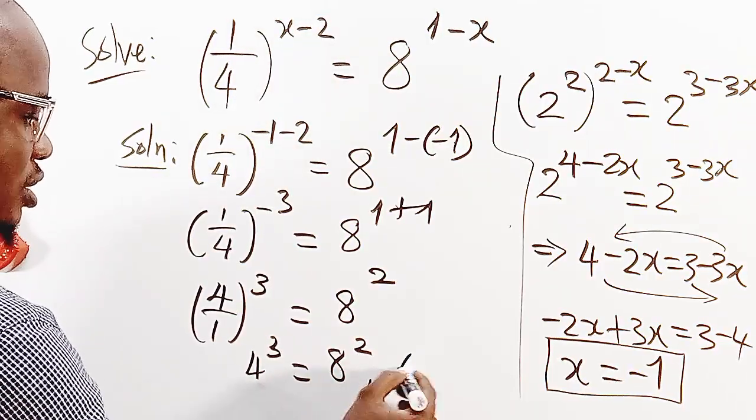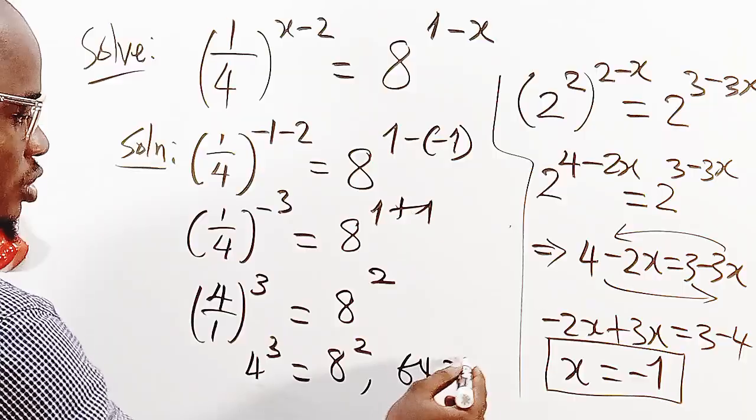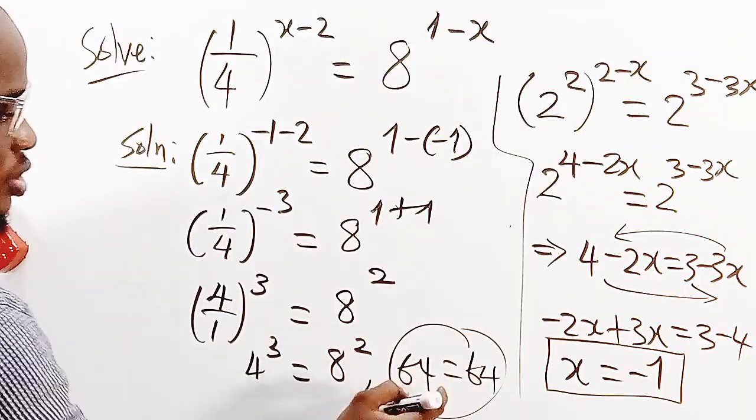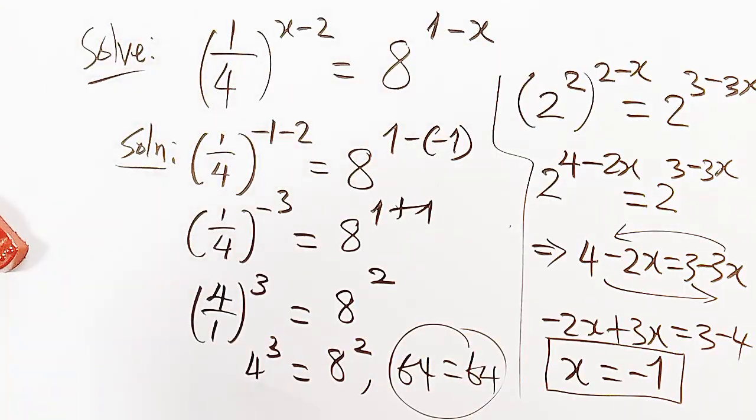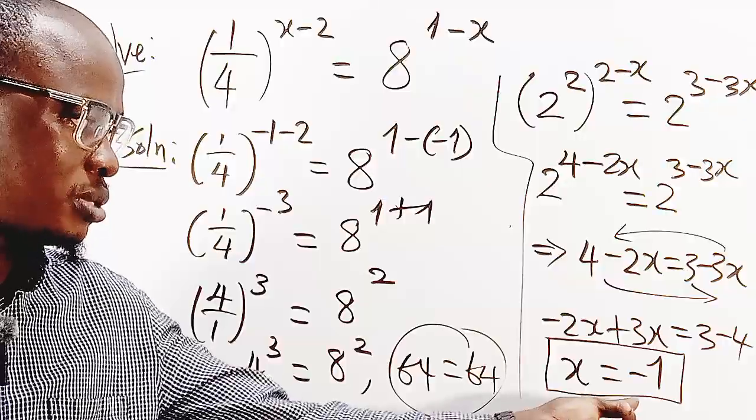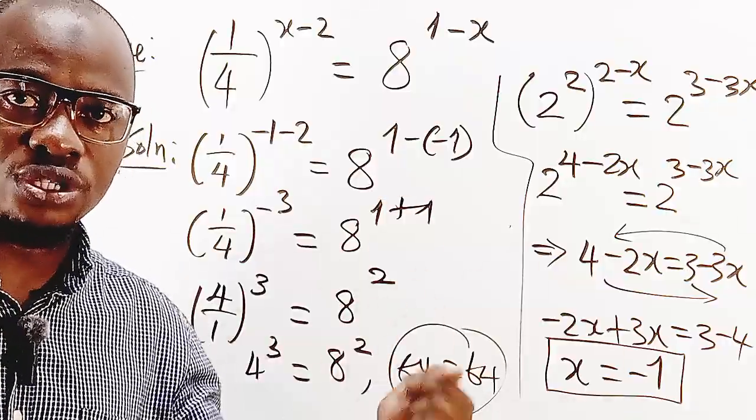4 raised to 3 is the same thing as 64, and 8 raised to 2 is the same thing as 64. You can see that the two sides are the same, which shows that the value we got, x equals minus 1, is the valid solution to the problem.